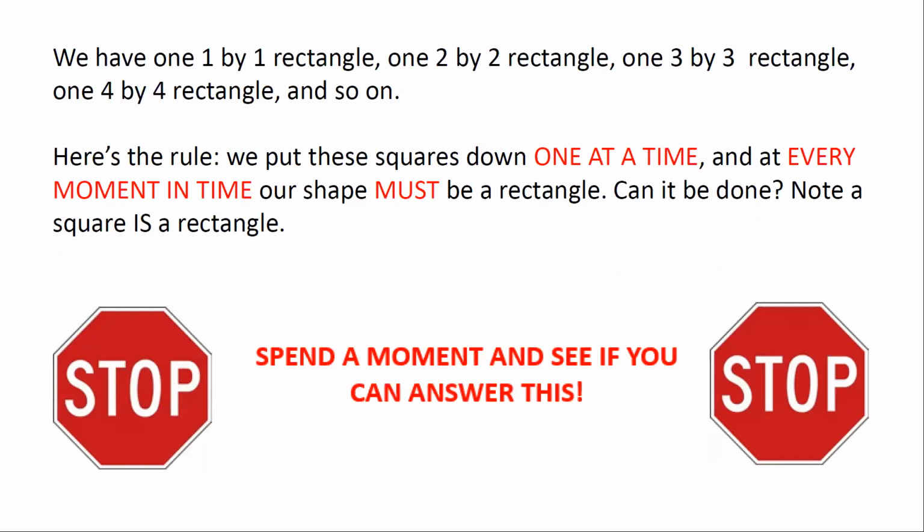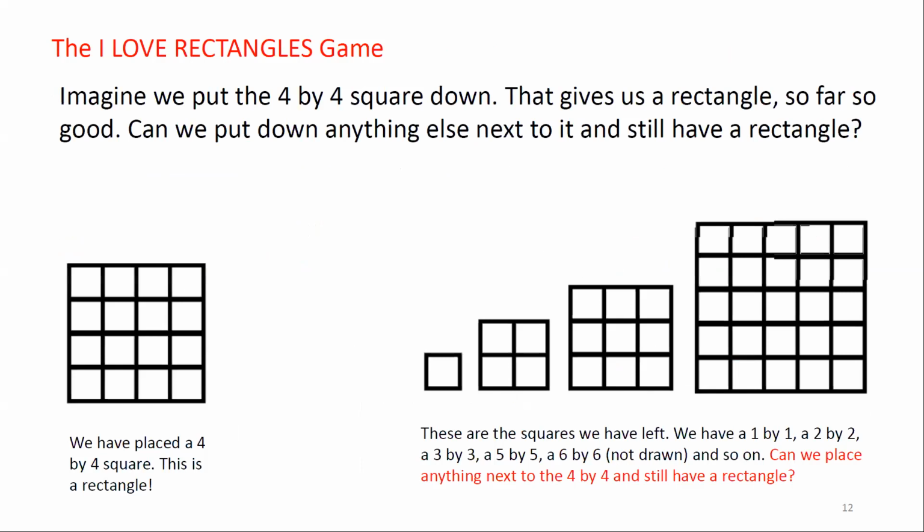Welcome back. What do you think the answer is? No. So let's say we put down the 4 by 4 square. That gives us a rectangle because the square is a rectangle. Can we put anything next to it and still have a rectangle? So here's what we have left. We have a 1 by 1, a 2 by 2, a 3 by 3, and a 5 by 5. We already placed down the 4 by 4. We have a 6 by 6, but I haven't drawn it.